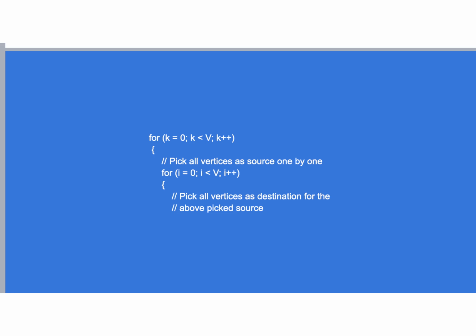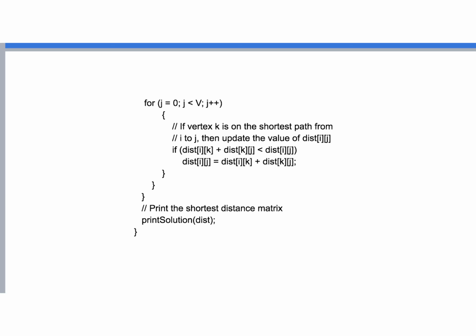So for every k, we're going to pick the vertex as a source one by one, and we're going to pick all the vertices as the destination. So for j less than the number of vertices, as we pick each vertex, we now have to calculate the distance. So if the distance of i k plus k j is less than i j, then we update it, else we don't, since we want the minimum. Okay, so we're going to print out the shortest distance, and there it is.